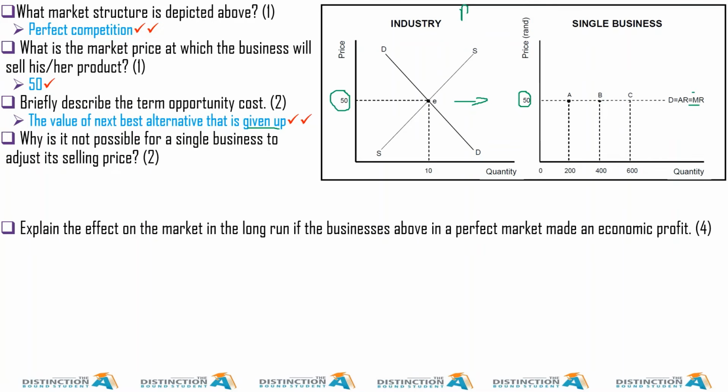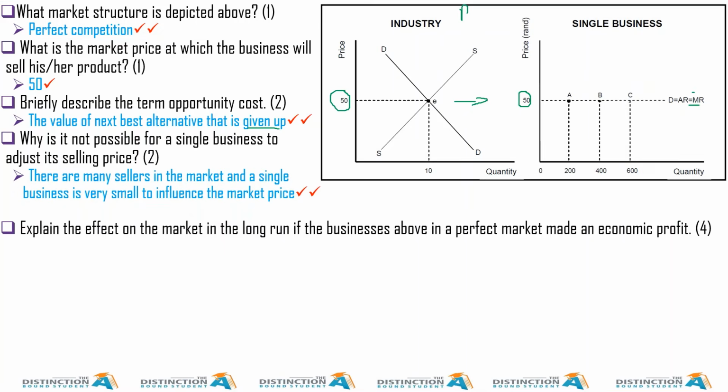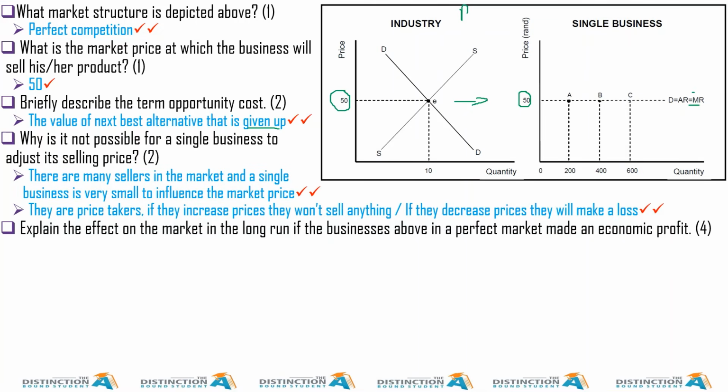So if you try to sell at 55, people will come into your shop, notice it's 55, and they won't buy it. They'll go to the next shop. They know they'll get the same product, because remember, products are homogeneous. The same product at 50 Rand. Why? Because that's the market price.